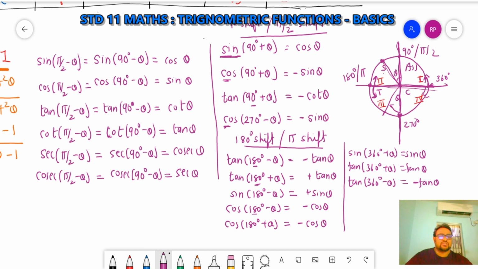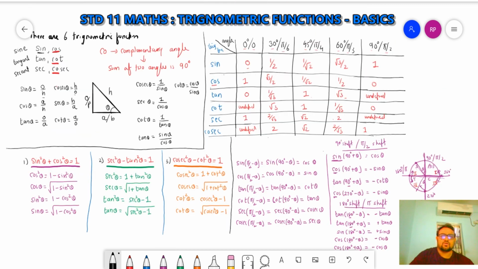Clear? Just note it down. Okay, now note down the complete thing.